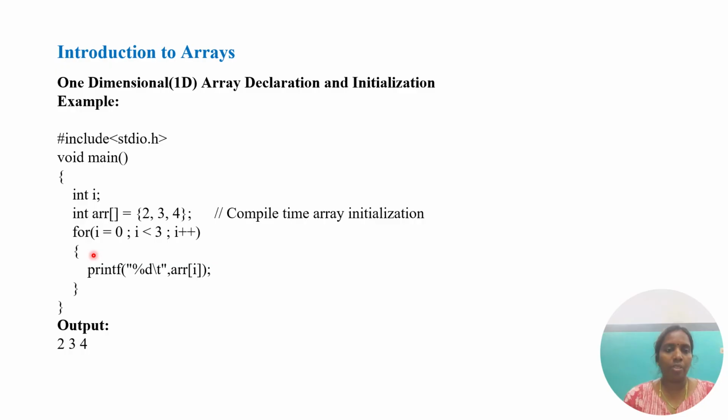Inside, we are using a for loop: i equal to 0, i less than 3, i plus plus. The value of i equal to 0 points to 2, i equal to 1 points to 3, and i equal to 2 points to 4. So the output is printed as 2, 3, and 4.